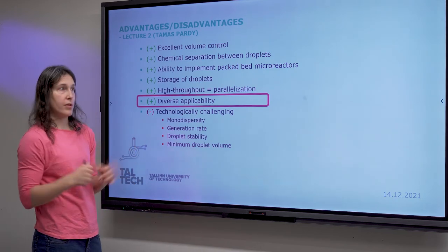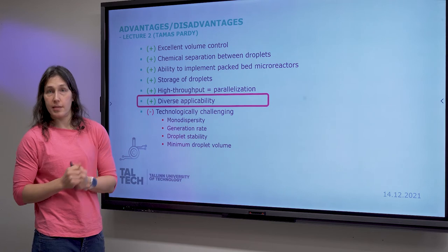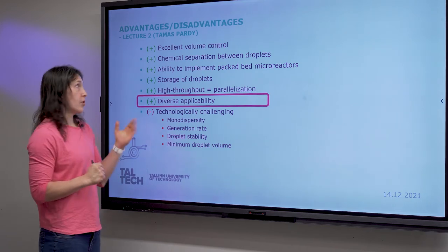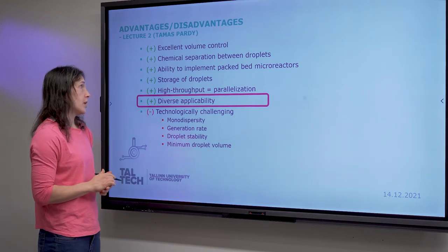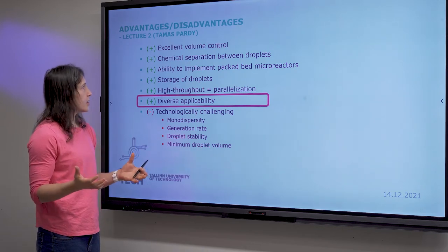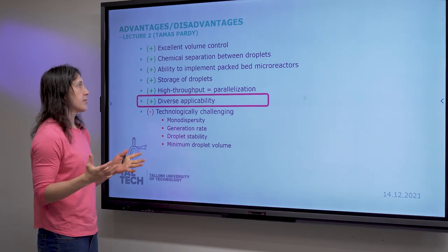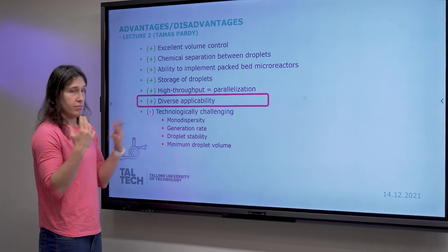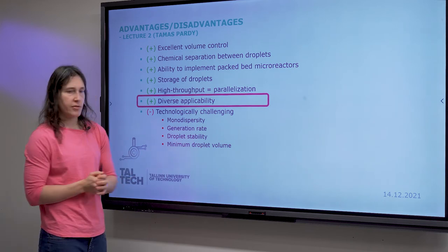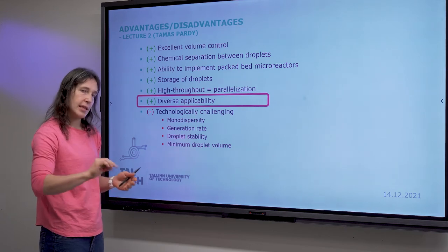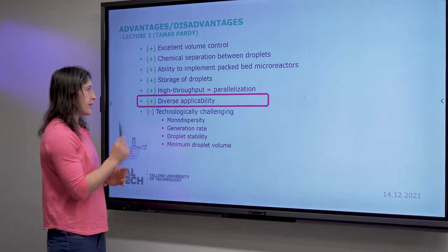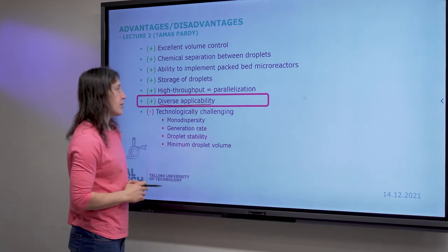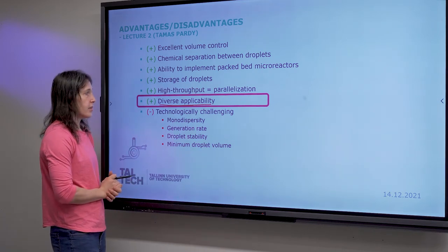But there are both advantages and disadvantages of droplets. Now, you have excellent volume control. You also have chemical separation. You have the ability to implement packed bed microreactors. You can store the droplets. It is very high throughput and you can do many things in parallel. A very good thing is that it has very diverse applications, and we will come back to that later in another topic.